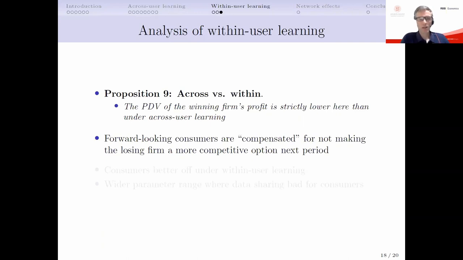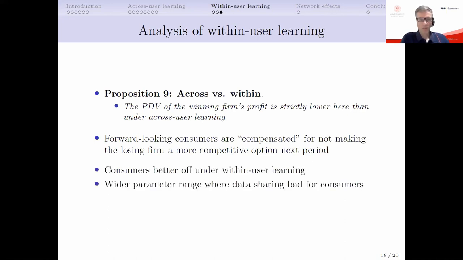Because the learning that the losing firm gets is specific to them, in order to win, the winning firm has to offer an even better deal, essentially more subsidy, if you like, to compensate them for that. And that means consumers are better off under within user learning than they were with across user learning.